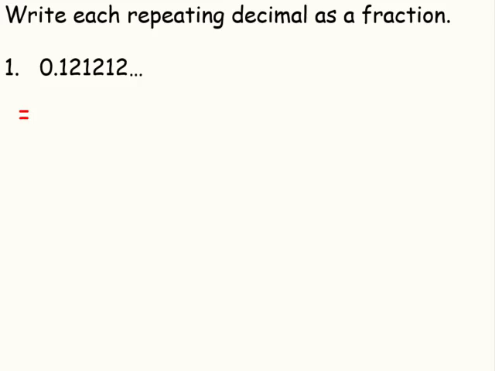Since this is repeating after 2 places, we can simply write it as 12 over 99. That's our shortcut. But we may have to reduce. In this case, we do. Divide the top and the bottom, the numerator and the denominator, by 3. This would leave us with 4 over 33.